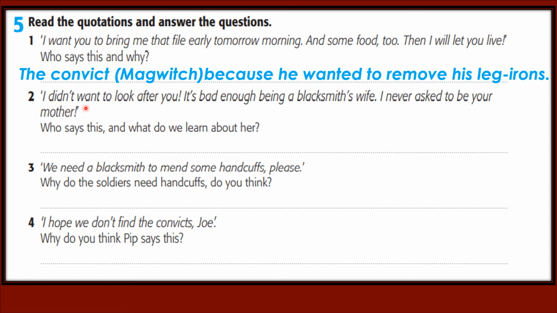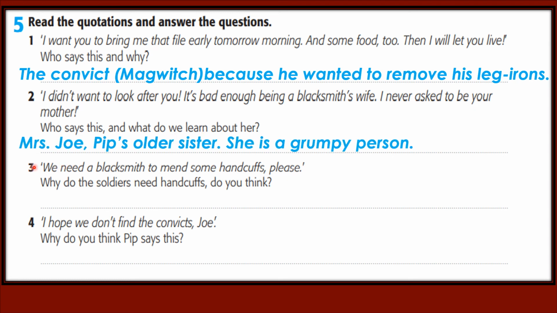Number two, I didn't want to look after you. It's bad enough being a blacksmith's wife. I never asked to be your mother. مين دي يعني مين الشخص ده اللي بيقول لك لا؟ Who said this and what do we learn about her? مين الشخص ده؟ مين اللي قال الكلام ده؟ الشخصة دي، وماذا نعلم عنها؟ اوكي. طبعا Mrs. Joe or Pip's older sister، اخته الكبيرة، اخت بيب. She's a grumpy person. هو شخص دائما يعني ممتعض او دائما غاضب يعني.